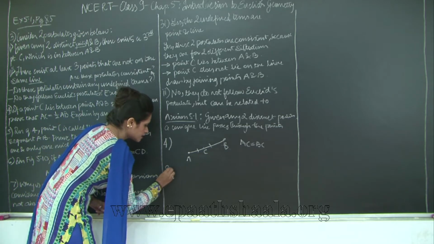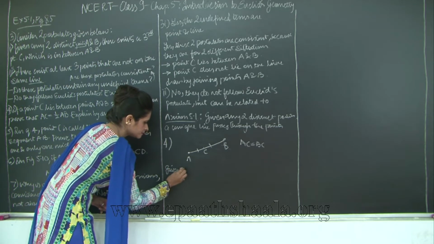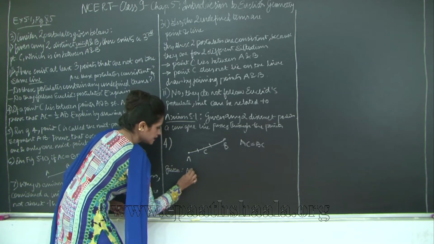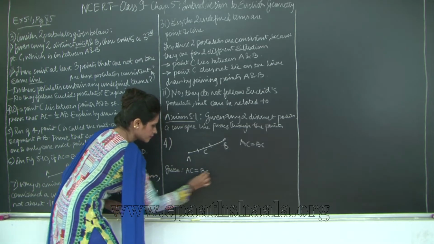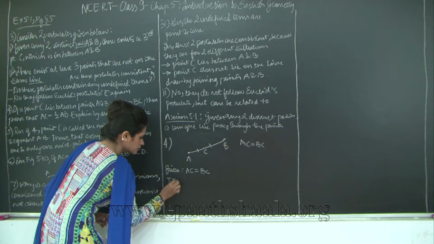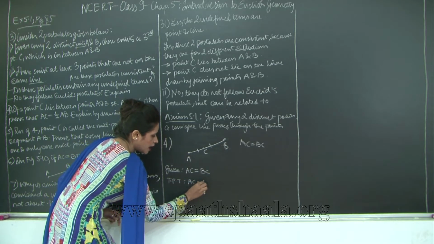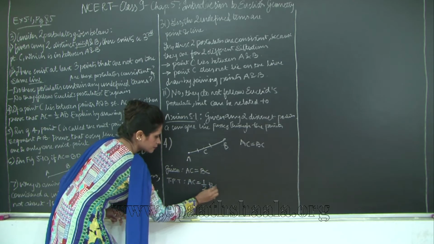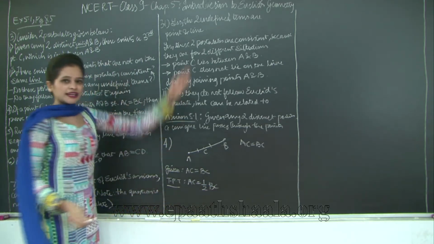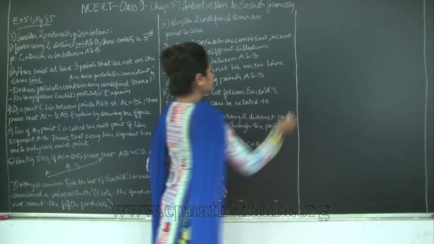So I'll write my question. Given AC is equal to BC, to prove that AC is equal to half of AB. We'll continue with the proof on that side of the board. I'll say proof.